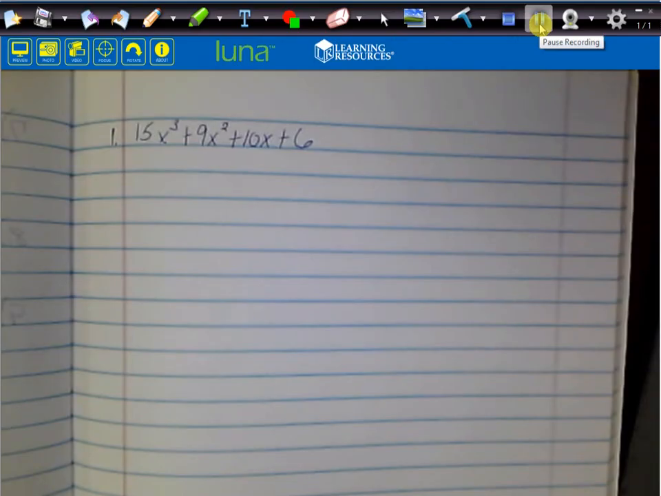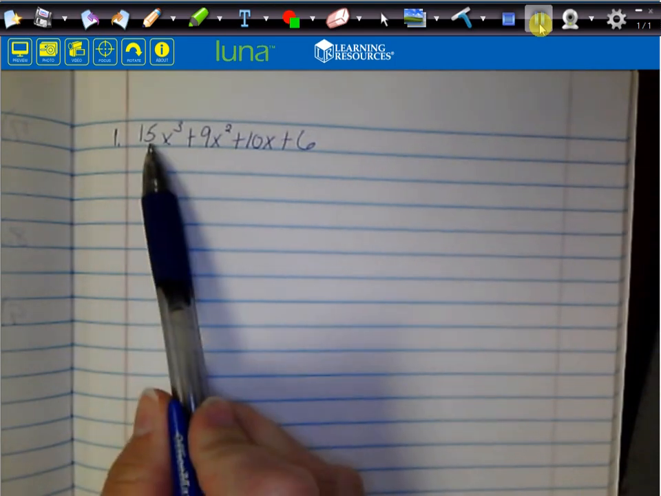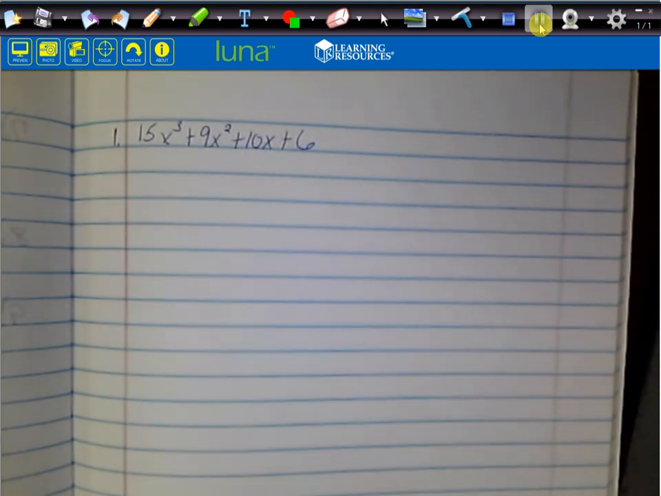Here's your first example. Go ahead and write it down. It says 15x to the third plus 9x squared plus 10x plus 6. Okay, we've got 4 terms here. 1, 2, 3, 4. And again, we're going to factor by grouping.